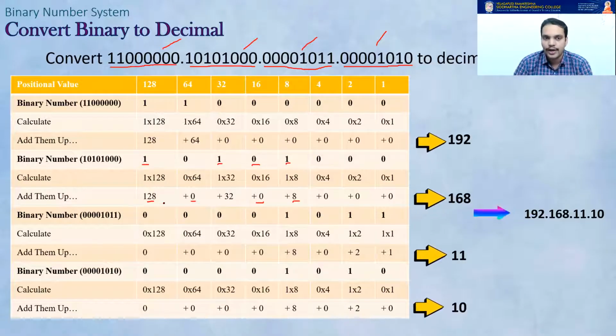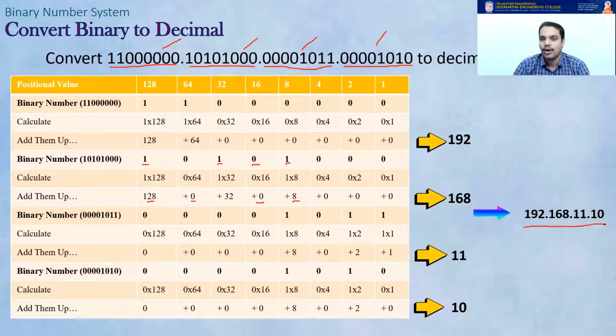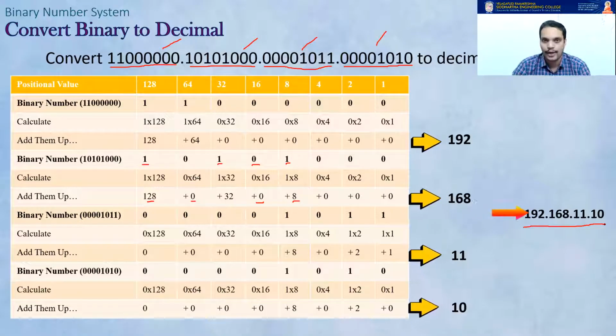So when I calculate, it gives me 128 plus 32, which is equal to 160, and plus 8, which gives me 168. So in this way, if I keep calculating the decimal equivalents for all these 4 octets, I usually get my IPv4 address, which is 192.168.11.10. That is my IPv4 address for this binary equivalent. Okay. So in this way, we usually calculate.